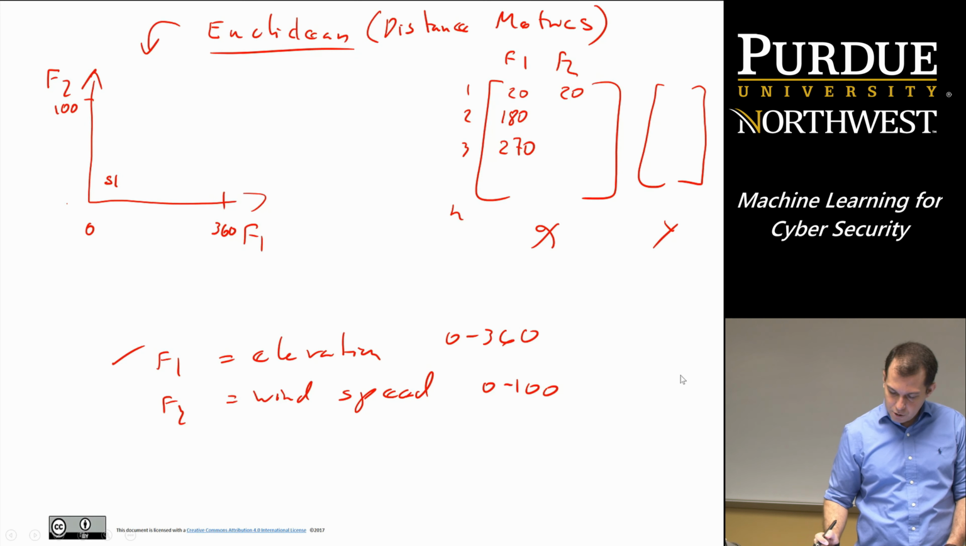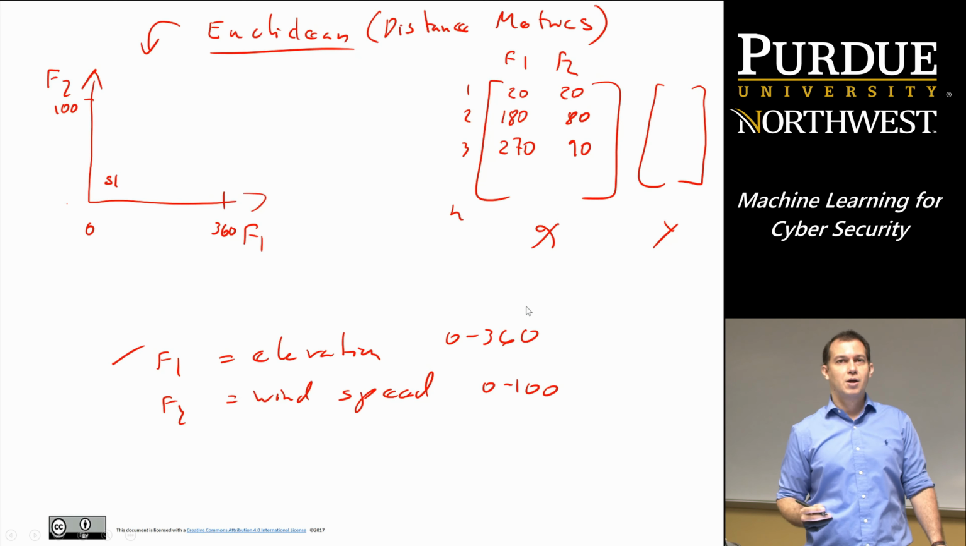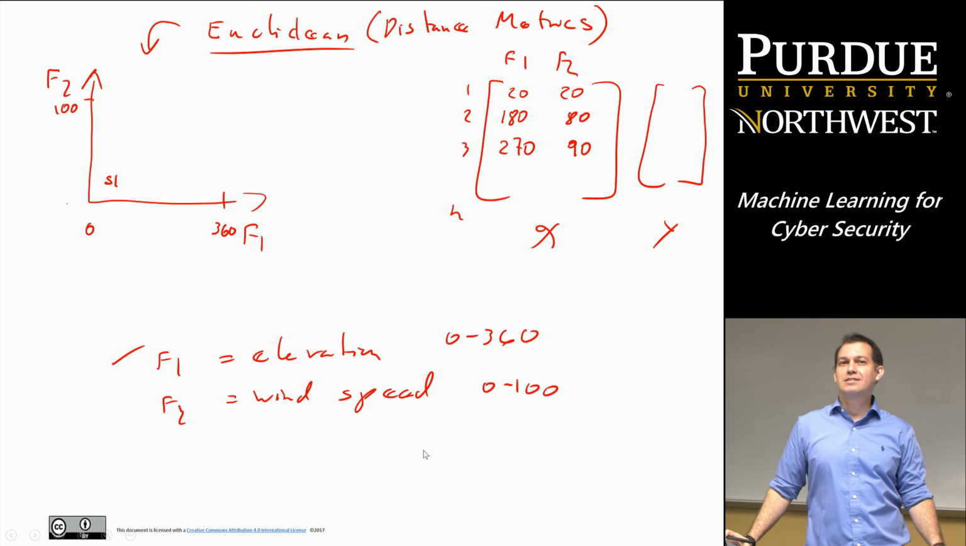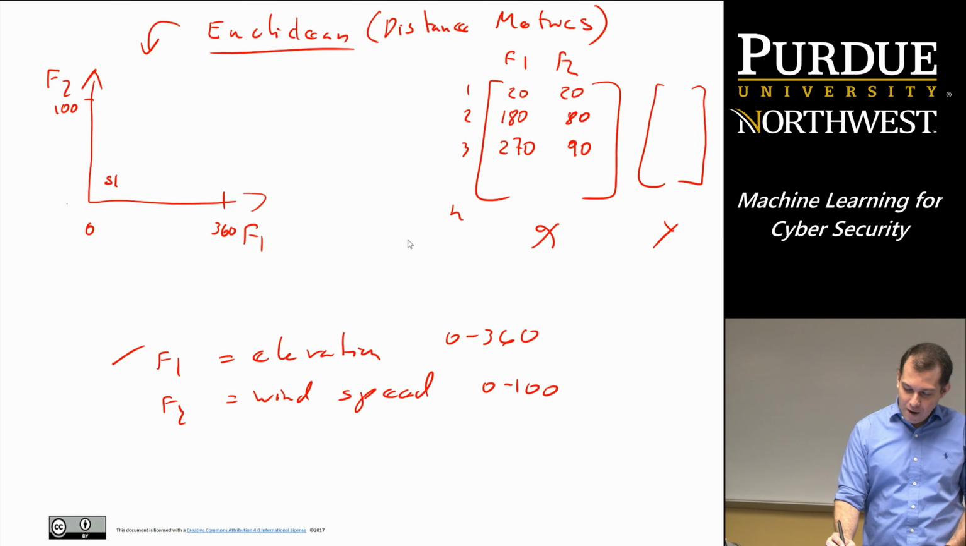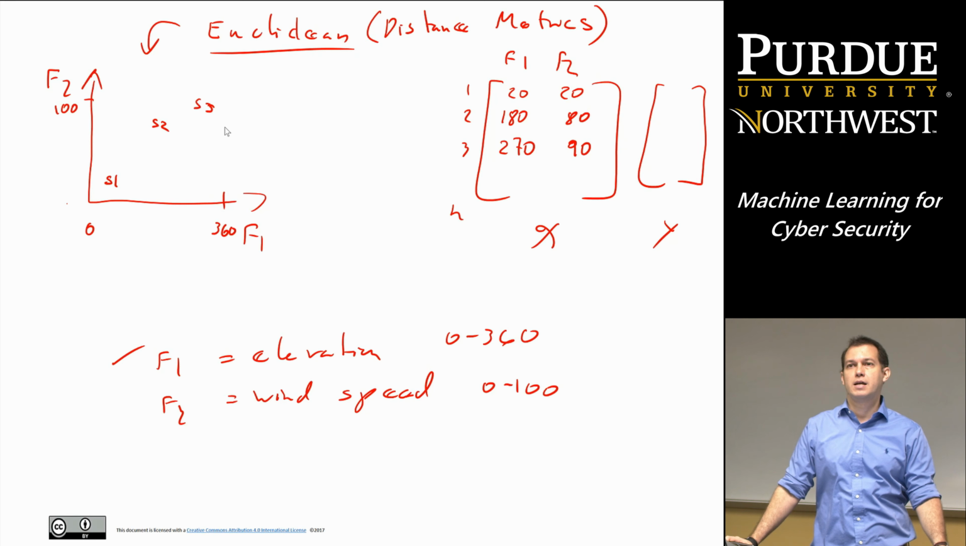Sorry. So this should be, right? F2 should be something in the range between 0 and 100, correct? So let's say this is 80, and then this one is 90. Sorry, but good point. So these are the values. The second one is 180, so it's kind of in the middle, and 80 over here. That's S2. And then the third one, which is 270 about here and 90, S3. That's what you get by creating the vector space model.